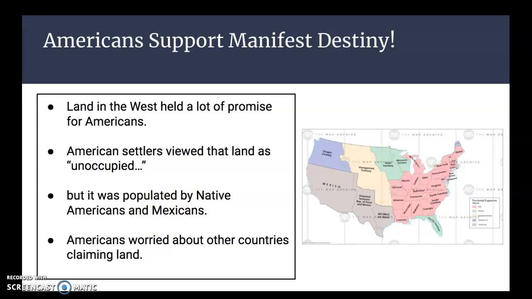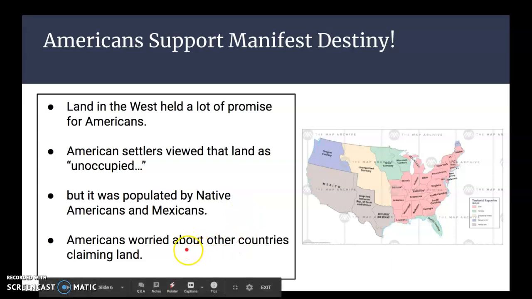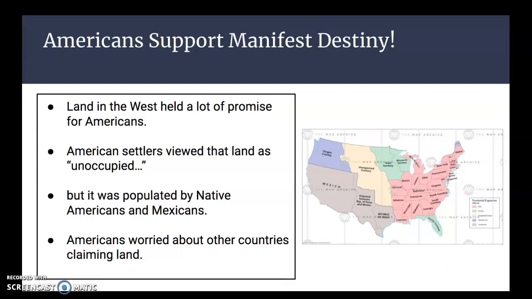That shows you that Americans viewed that as unoccupied land, even though there were two separate cultures that lived in those areas. It kind of tells you what the people that supported manifest destiny really thought about Native Americans and Mexicans. Americans also worried about other countries claiming that land. If somebody was going to claim that land, Americans thought, well, we better have it rather than any other country that we might find conflict with.